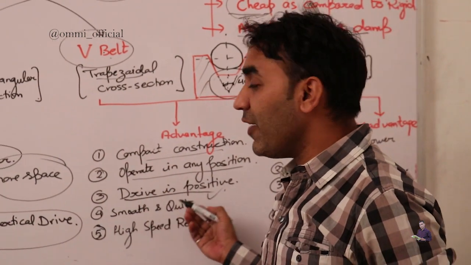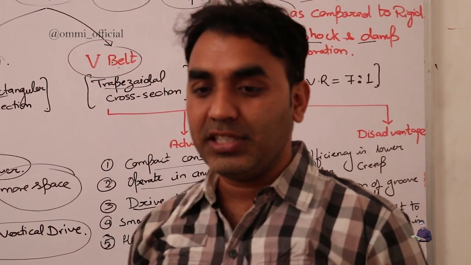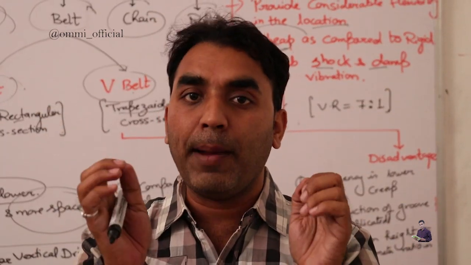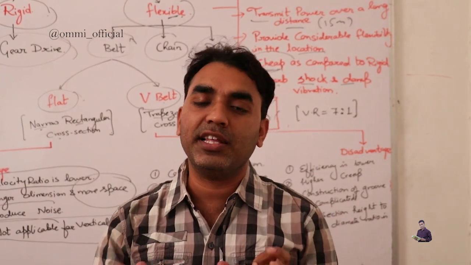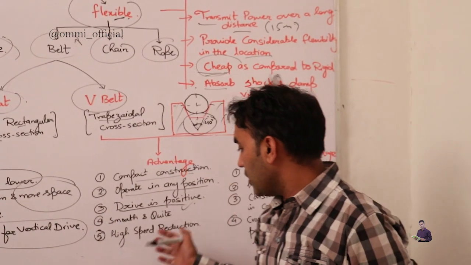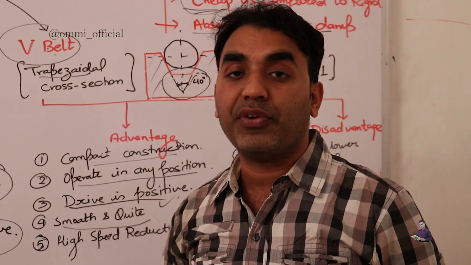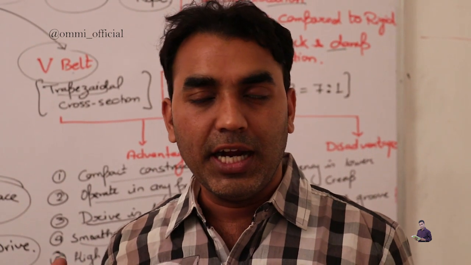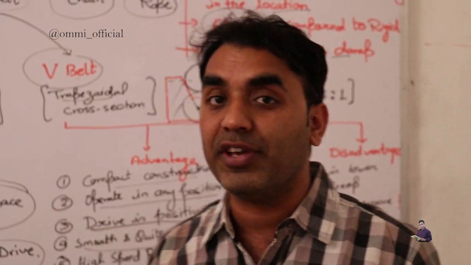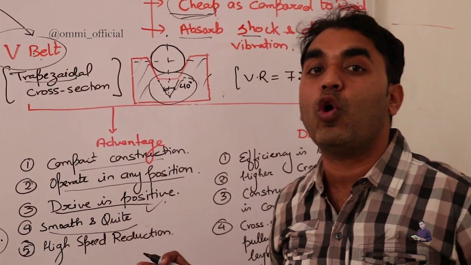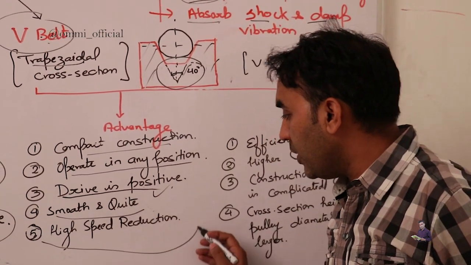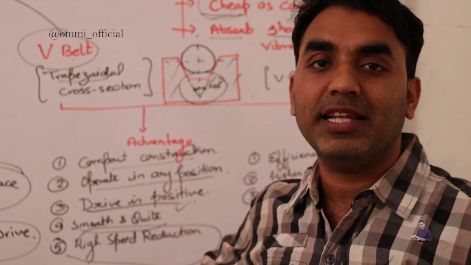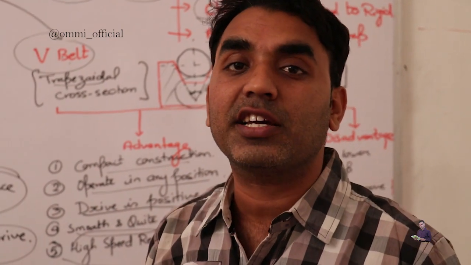Now third, the drive is positive, meaning whenever the belt is moving on that pulley, it is going to fit in the groove, and because of that the friction is very good and there is not going to be any sort of slipping. The fourth one, smooth and quiet. My dear friend, as we have seen in the flat belt, the operation produces a lot of noise, but here it's quiet in nature, a smooth operation we can say in any high speed working operation. The last one, high speed reduction. If you want to reduce your speed from 7 to 1, it's possible in the case of the V belt, whereas it's a challenge in the case of the flat belt.